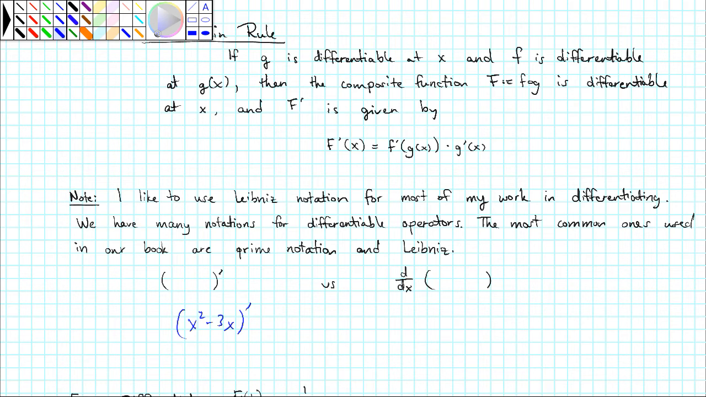Also, another advantage of the Leibniz notation is that it indicates which variable you are differentiating with respect to, which is important if you have an expression that has multiple variables or even multiple letters where some of the letters are meant to represent constants. So I do like this quite a lot.